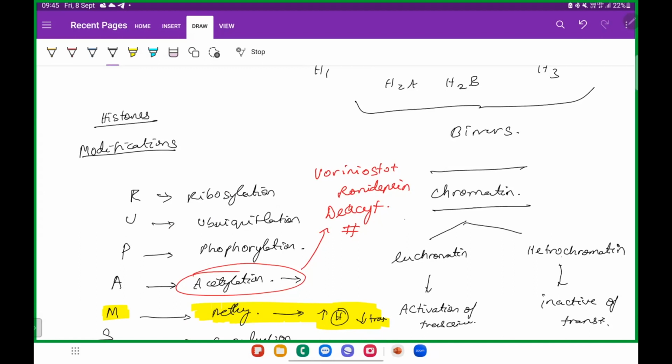Ubiquitination reduces the transcription, whereas sumoylation also decreases the transcription. And you have basically two important things here, your methylation and acetylation. Acetylation is going to cause increased activation of your transcription.